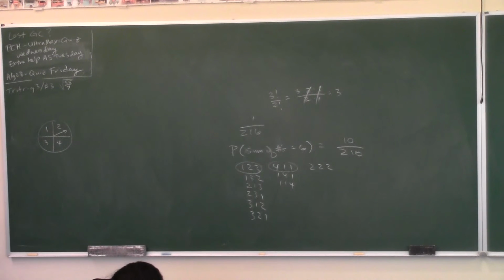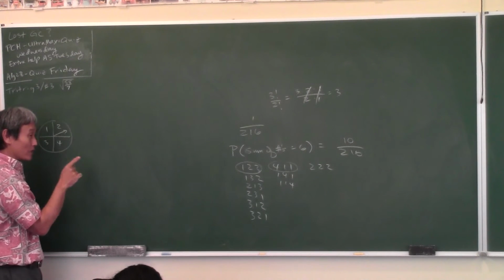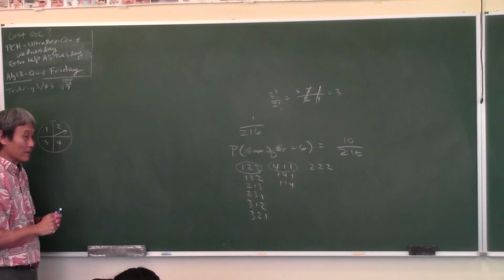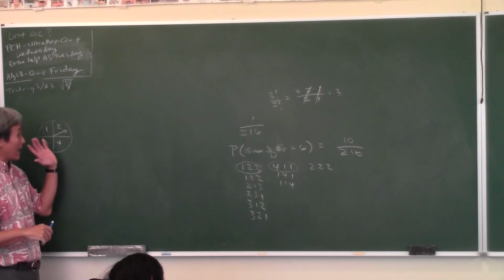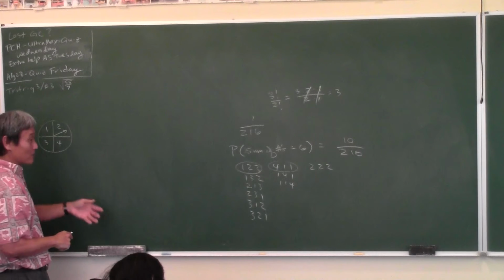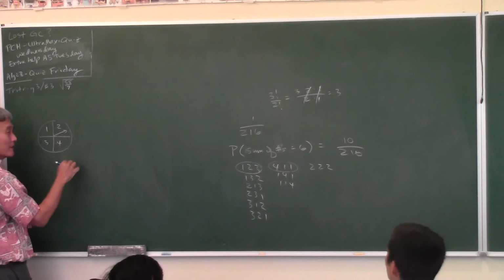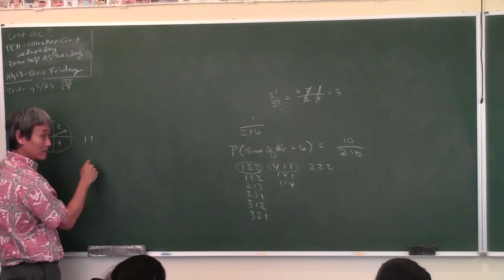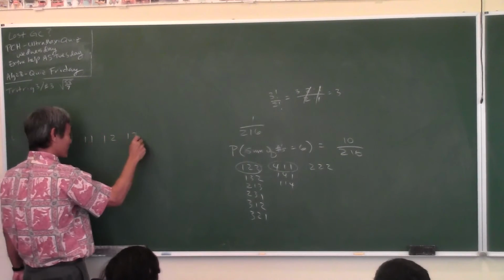This is the kind I like to put on the quiz. You're going to spin the spinner twice. What's the probability that the sum of the two numbers that you got equals a prime number? So what you need to do is write out all the possibilities, the sample space. So what can happen when you spin this thing twice? You can get a 1 and a 1, right? A 1 and a 2, 1 and a 3, 1 and a 4.